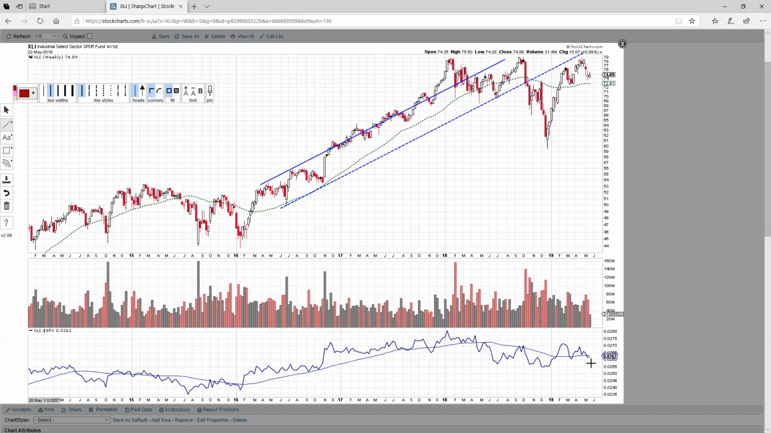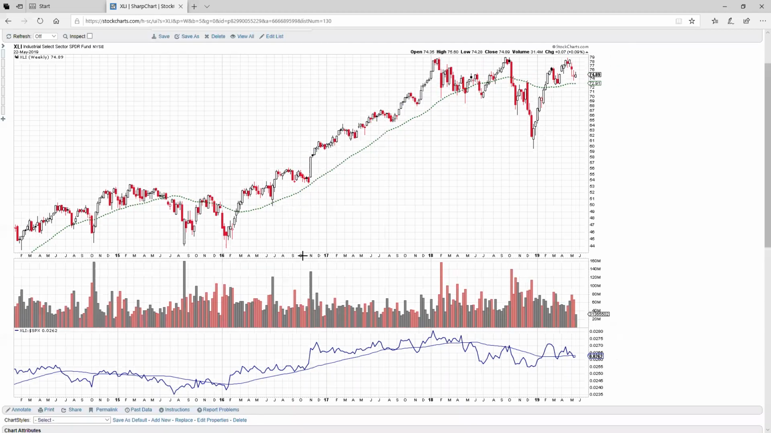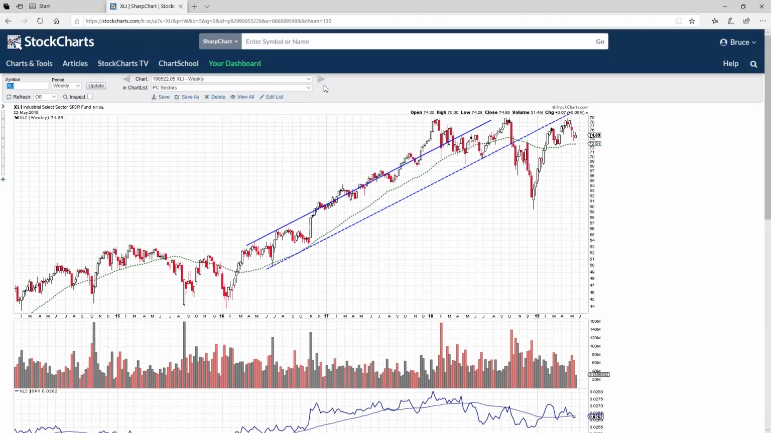which has also produced a little bit of relative weakness. And so it would be good for the industrials to hold around this long-term moving average and start to move up and jump up and out of this range-bound condition, and that would be an excellent outcome. So we'll watch that closely for some improvement.